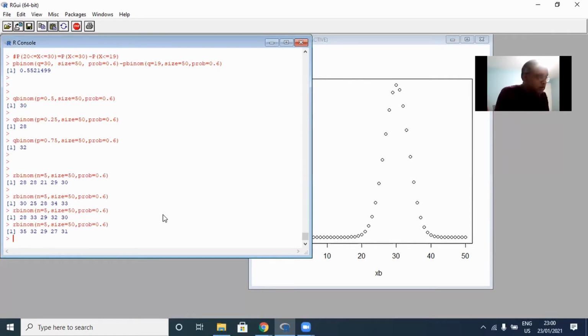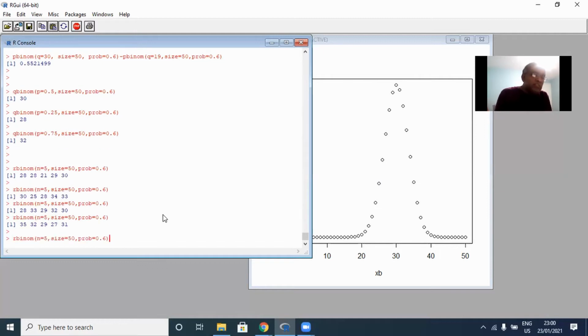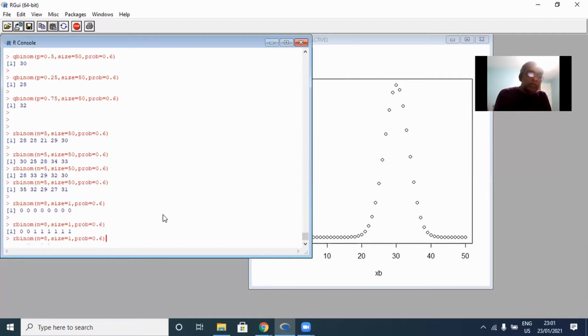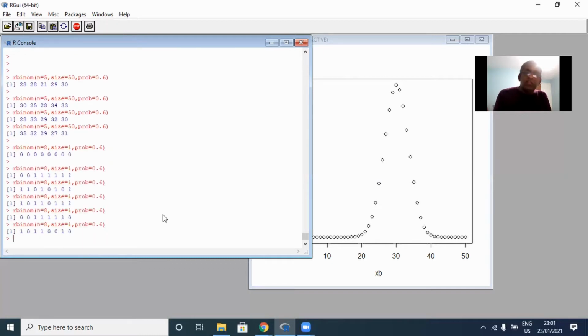Similarly, you can change the size, and you take size 1 and the probability 0.6, and say this time you want to generate 8 random numbers, you'll get this, or you get this. So every time the numbers can be different.